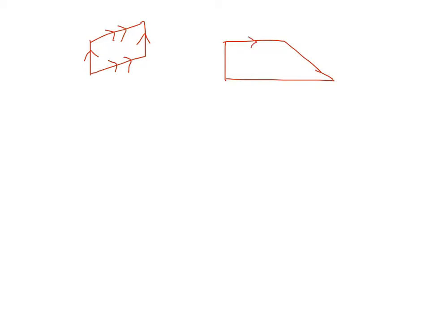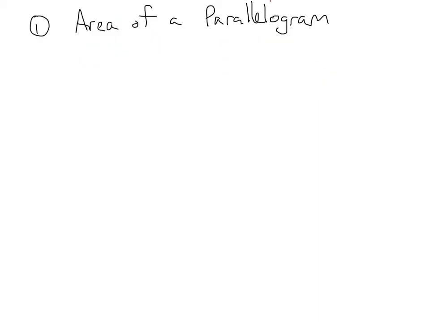So again, what is a parallelogram? Well, remember, definitionally a parallelogram has to have two sides that are parallel, and then the other two sides also have to be parallel, right? Okay, and what's a trapezoid? Well, a trapezoid can look like a couple different things, but definitionally it needs to have two sides that are parallel and the other two are not parallel. All right, so first, let's talk about the area of a parallelogram.